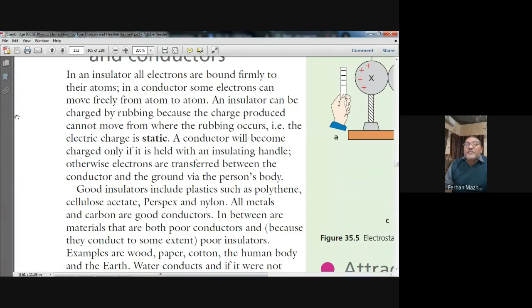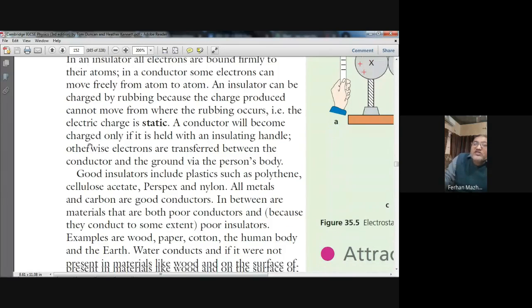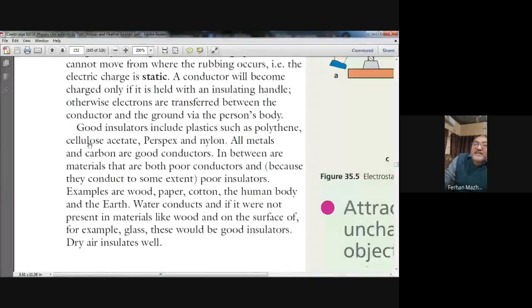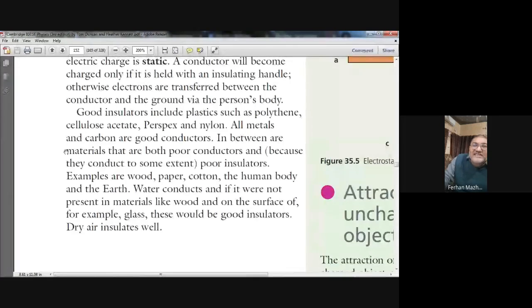A conductor will become charged only if it is held with an insulating handle. Otherwise, electrons are transferred between the conductor and the ground via the person's body. Good insulators include plastics such as polythene, cellulose acetate, perspex, and nylon. All metals and carbon are good conductors.